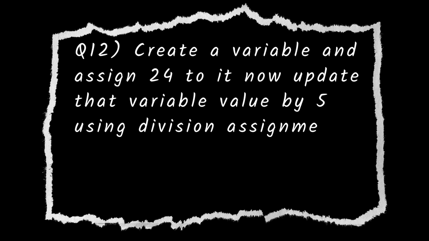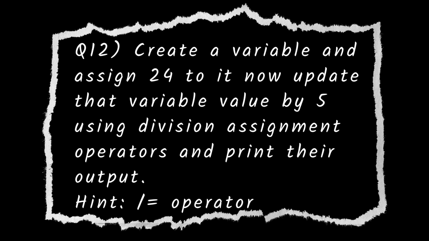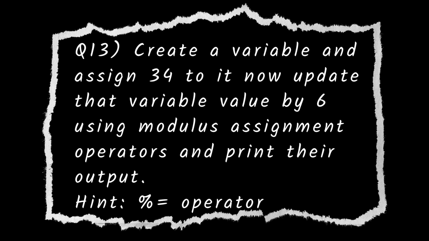The next question is, create a variable and assign 24 to it. Now update that variable value by 5 using division assignment operator and print their output. Here is the hint, front slash equal to operator. This is division assignment operator. The next question is, create a variable and assign 34 to it. Now update that variable value by 6 using modulus assignment operator and print their output. Here is the hint, percent symbol equal to operator.